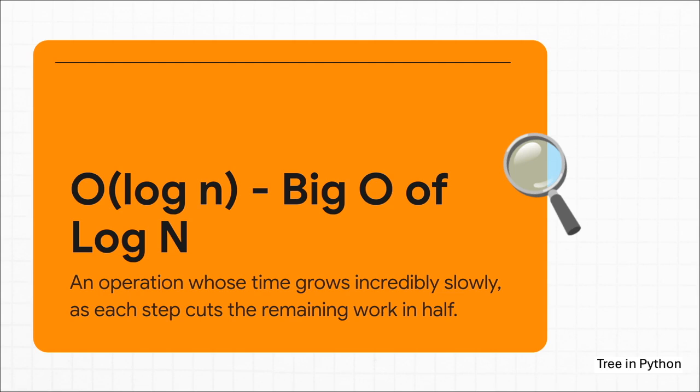It's called O log n. While a list gets proportionally slower the bigger it gets, a tree's search time barely even budges. You could double the data from 1 million to 2 million items, and it only adds one single extra step to your search. That is a game-changing performance boost.